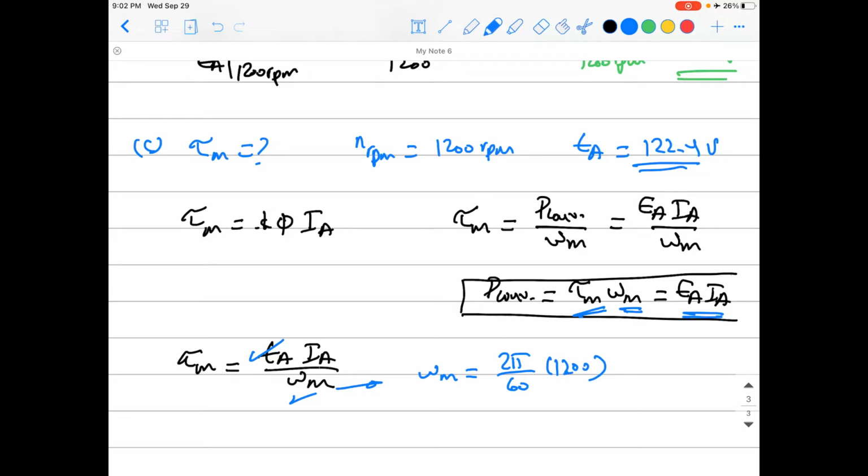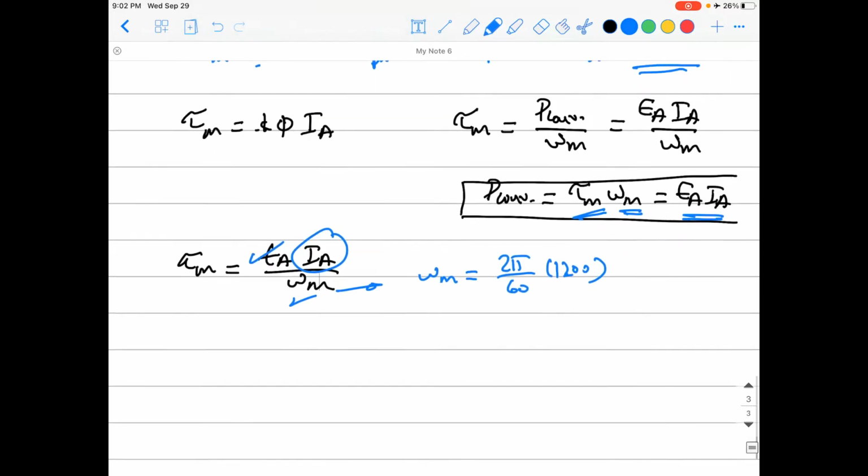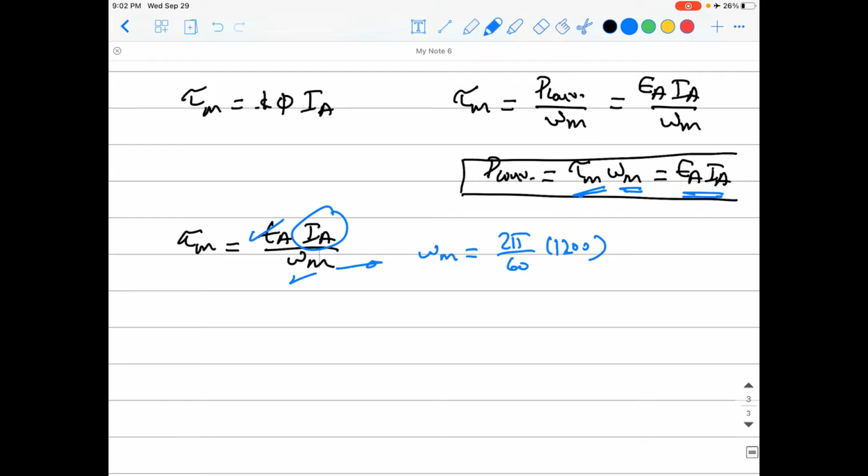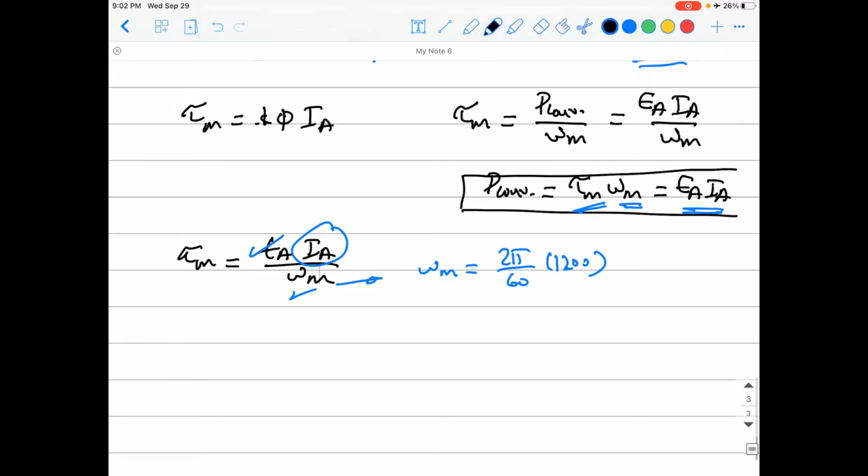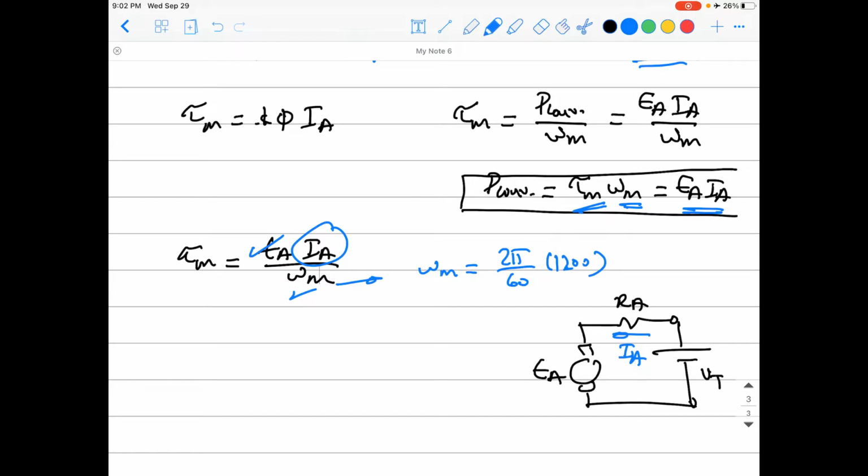So the only thing we need to calculate is IA, and now we can find the torque easily. How can we calculate IA? Easy enough. IA, that is the armature circuit, you know. That is EA, and that is the terminal voltage, and here is the current, IA. So IA can be calculated easily like this.